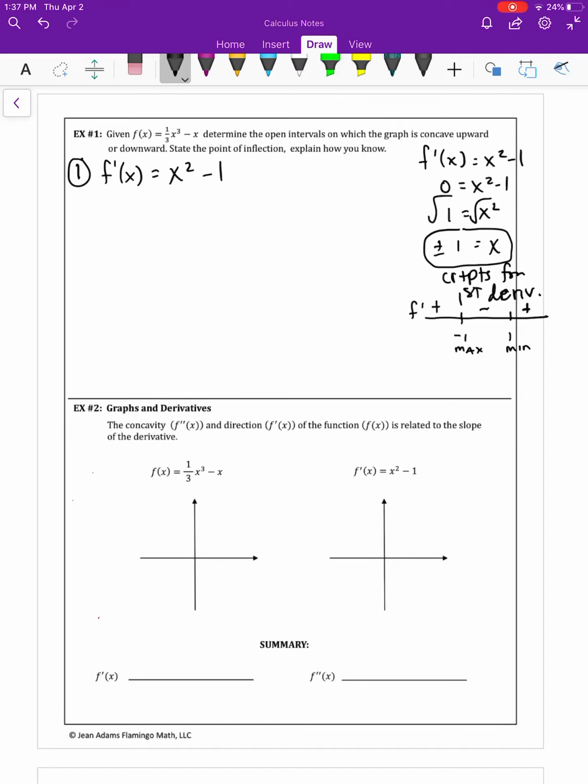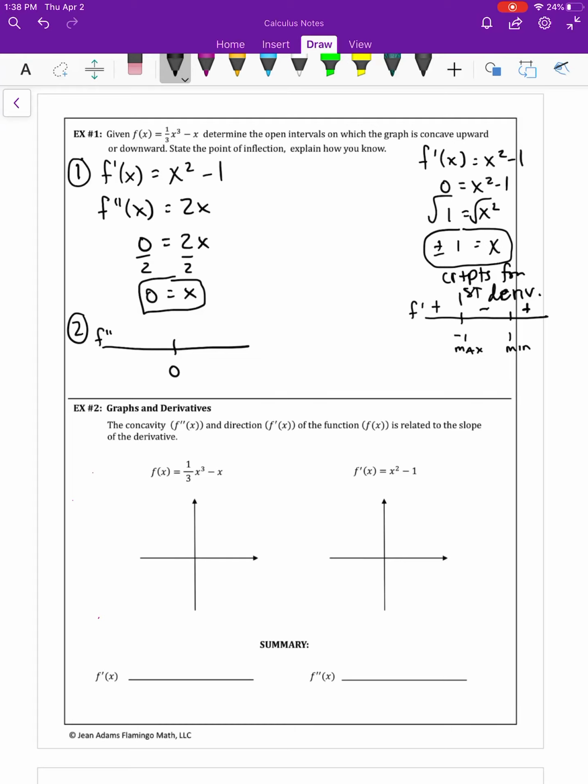We don't really need to do that here, because they're only asking for concave up and concave down. So we're going to go straight to the second derivative, which is just 2x. And to find the critical points for that, we're going to look for where it's 0 or undefined. So divide by 2, and the critical point for the second derivative is x equals 0. So now we're going to take that and make a sign chart, and we're going to be looking at what f double prime is doing.